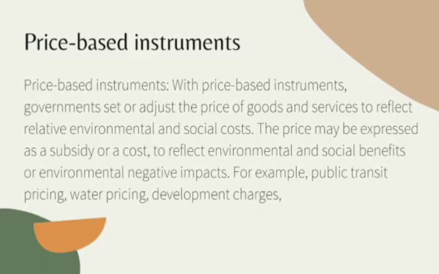Price-based instrument. With price-based instruments, governments set or adjust the price of goods and services to reflect relative environmental and social cost. The price may be expressed as a subsidy or a cost to reflect environmental and social benefit or environmental negative impact. Examples are public transit pricing, water pricing, and development charges. So the price-based instrument is a set of prices on goods and services to reflect environmental and social cost.